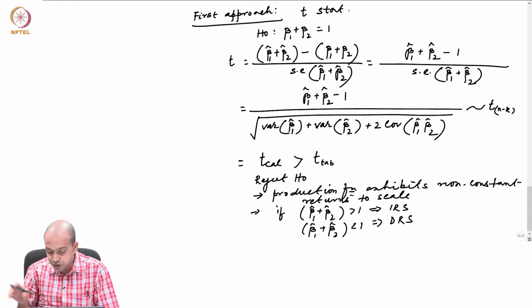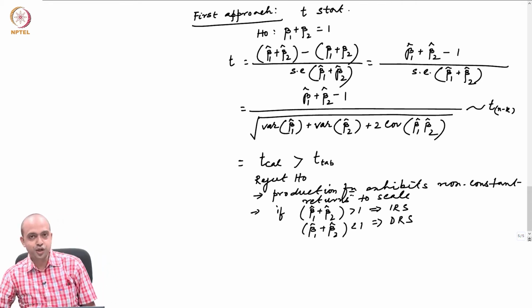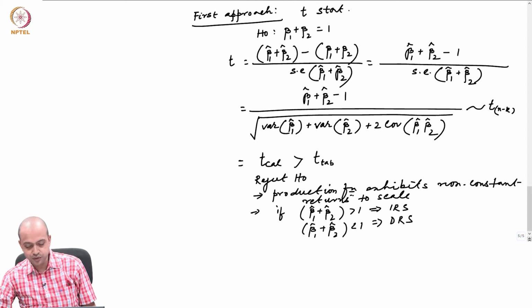So, that means once you reject your null, then in the second stage you have to see which particular case, that means you have to see the value of beta 1 hat and beta 2 hat, you sum it up and then see if beta 1 hat plus beta 2 hat is greater than 1, then we will say that the production function exhibits increasing returns to scale. If beta 1 hat plus beta 2 hat is less than 1, then we will say that production function exhibits diminishing returns to scale. So, immediately after rejecting your null, you cannot say anything.